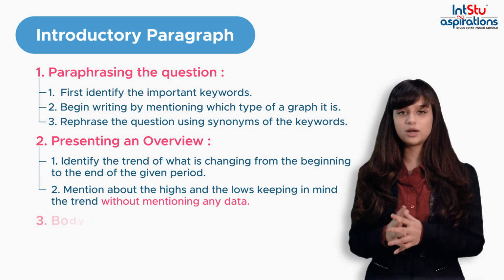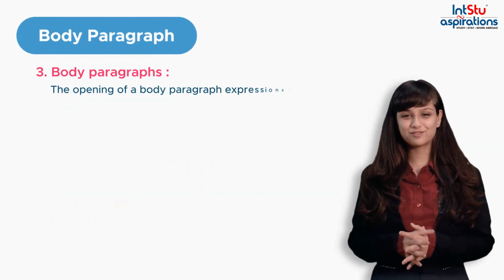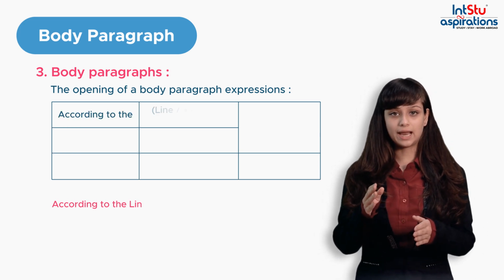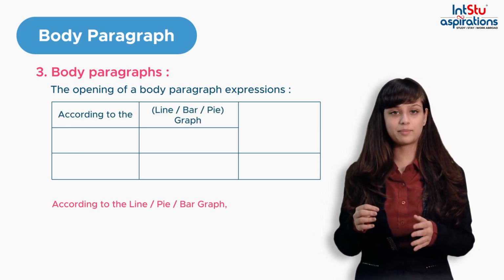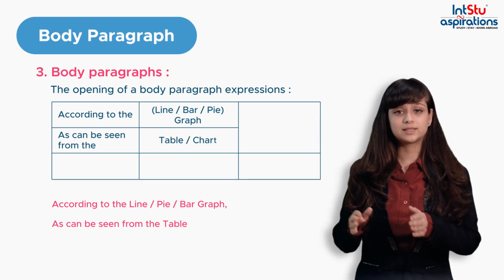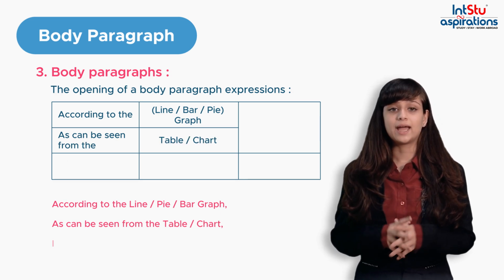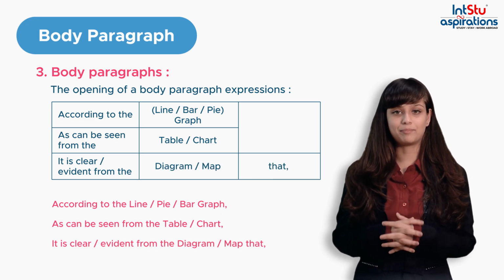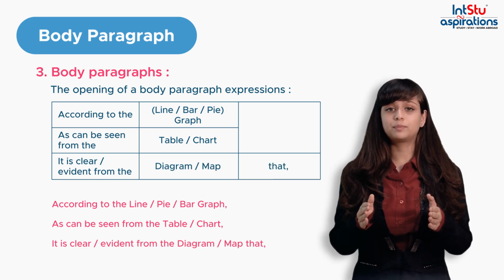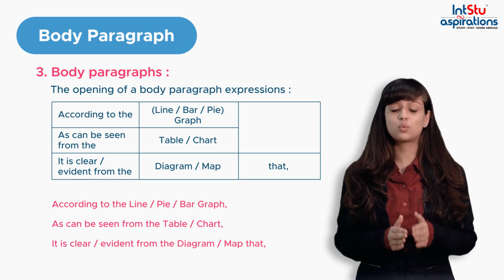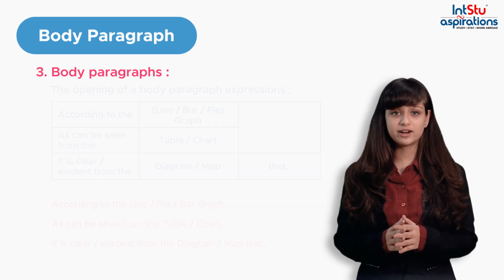Now coming to the body paragraphs. The opening of the body paragraph can begin with: according to the line graph, pie graph or bar graph; as can be seen from the table or chart; it is clear, evident from the diagram or map. The body paragraph for each type of academic writing task 1 needs to be written differently.